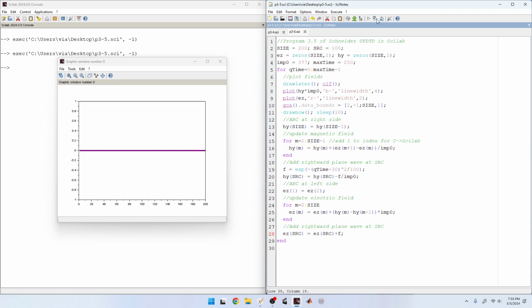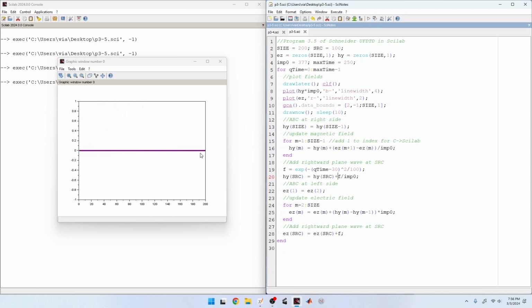Now, let's see what that does. Let's look over here. We generate a pulse. Notice we just generate a field only that goes to the right. There was no component propagating to the left. Now, by the way, if we didn't make this a minus sign here for the hy, let's make that plus. What do we get? Oh, we get a field propagating to the left.